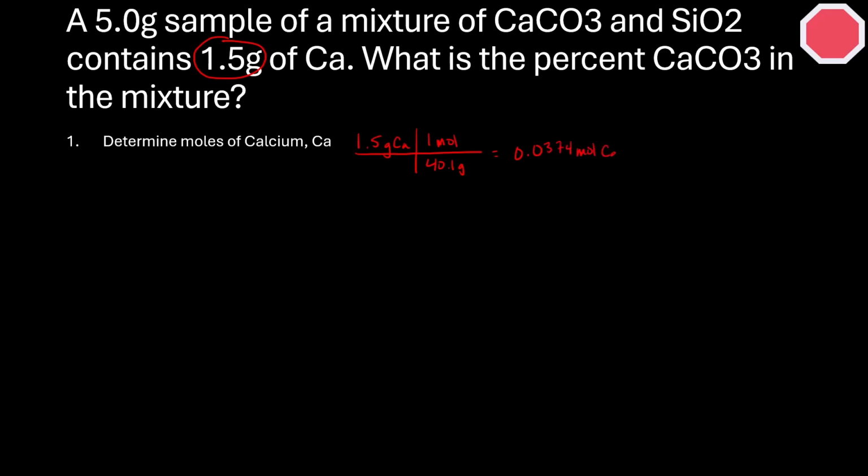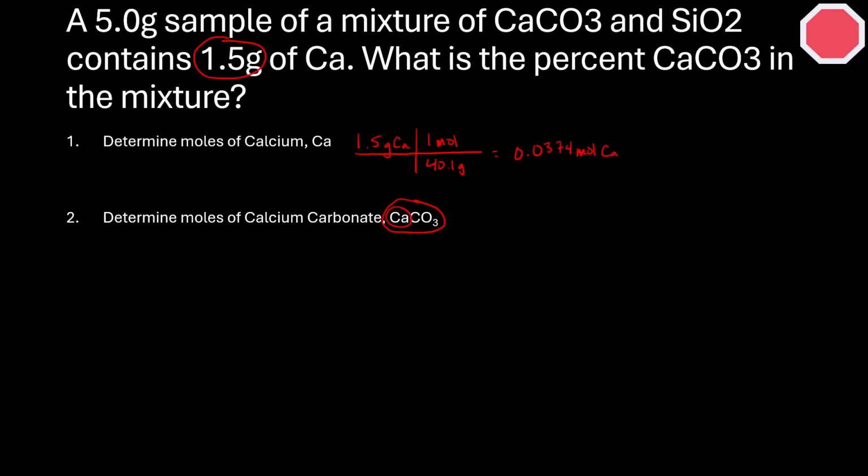moles of calcium. The next step is to go from moles of calcium to moles of calcium carbonate, which is the entire molecule. Now, what you have to look at is how many calcium atoms are there for every whole molecule. And if you'll notice, there's going to be one calcium atom for every molecule of calcium carbonate.